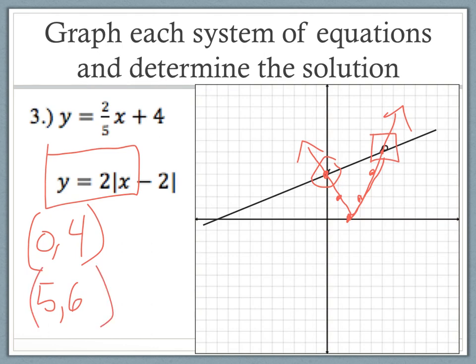So just wherever it crosses, it's the solution, or where it makes both of these equations right here true. That's what a solution is: making both of those true.